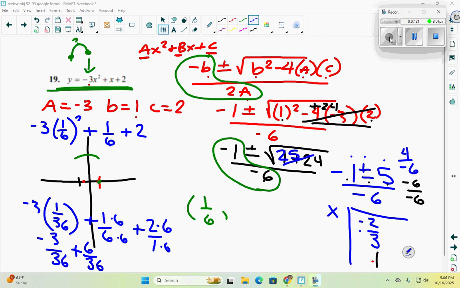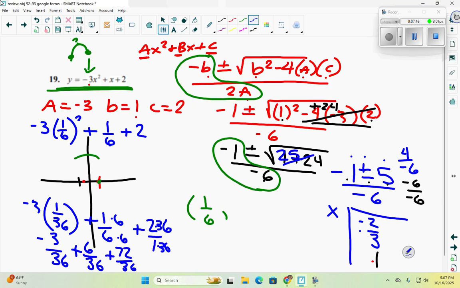Sorry, somebody came in when I was recording and it messed me up. I want 36, so I need to multiply by 36 down here, not 6. Whatever you multiply the bottom by, you multiply the top by. So 2 times 36 is going to give you 72 over 36.